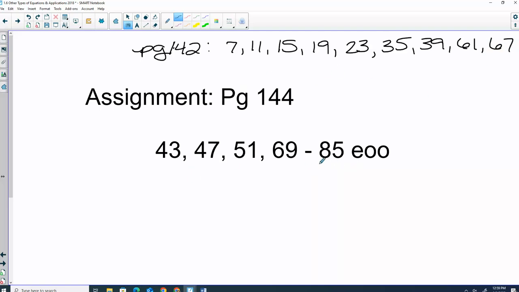Remember, what does EOO mean? Every other odd. If you get confused doing that, then just write them out. 69, 73, 77, 81, 85. So 8 more problems.